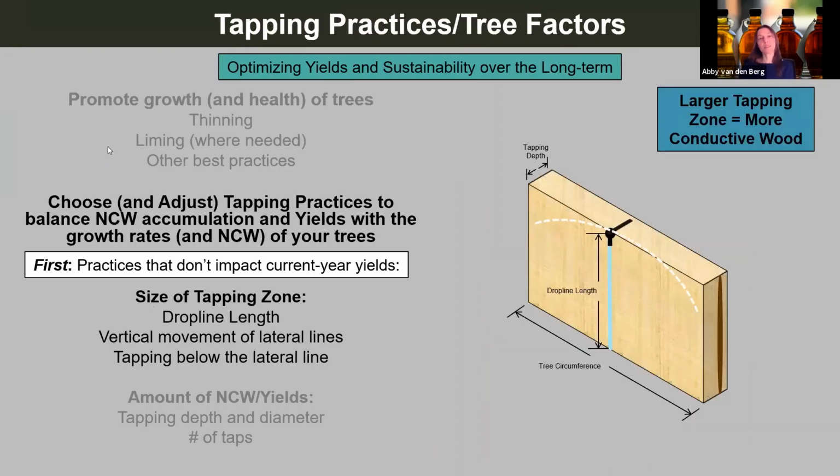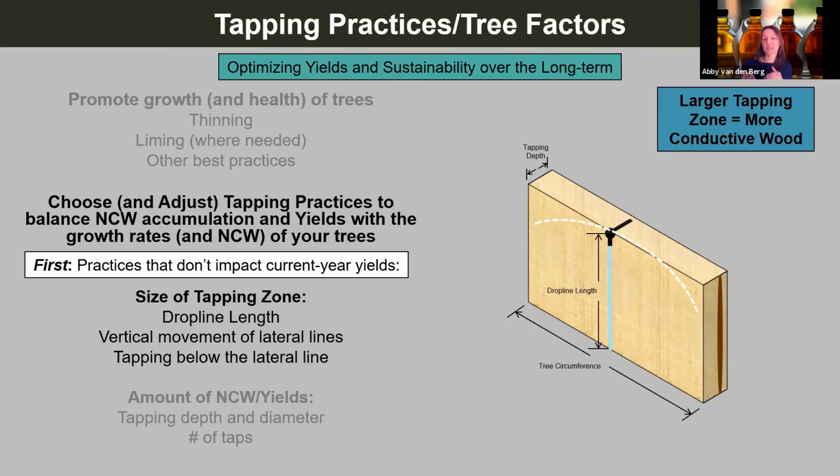So once you have all of your practices in place to promote the growth and health of your trees, then to optimize yield, you're really going to want to choose and adjust the tapping practices to balance the accumulation of non-conductive wood and the yields that you would like to have with the growth rate and existing non-conductive wood of your trees. And so basically, first, you're going to focus on practices that don't impact current year yield.